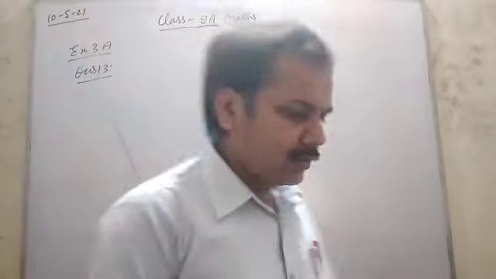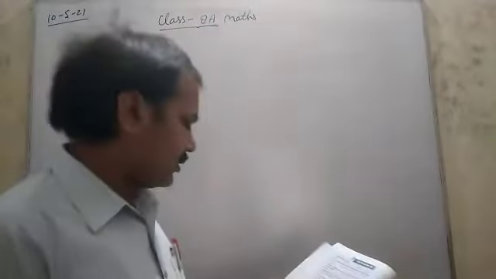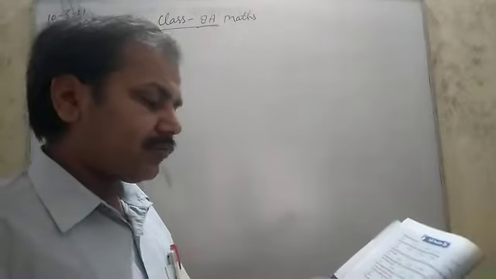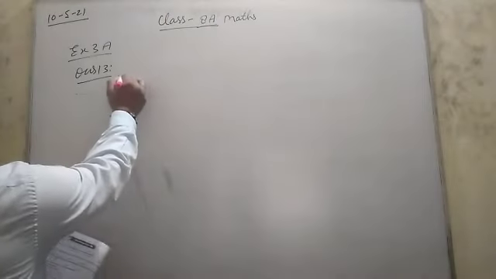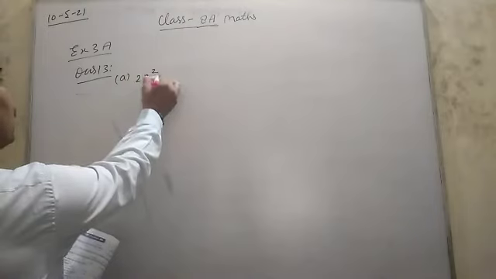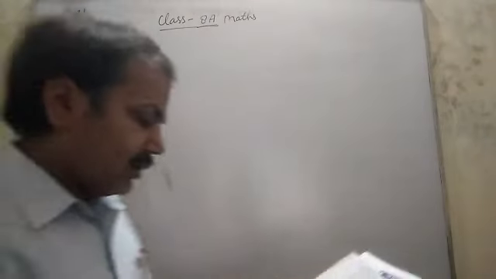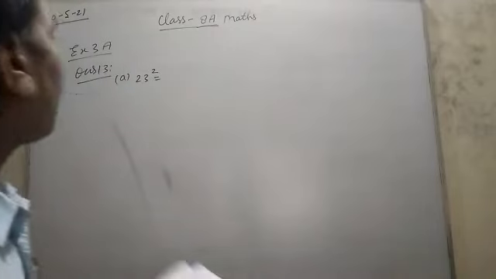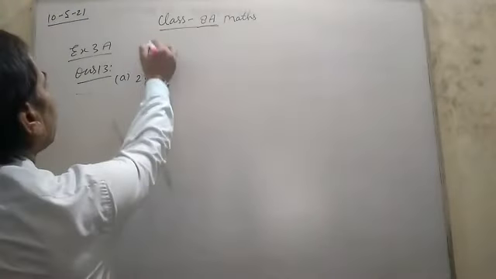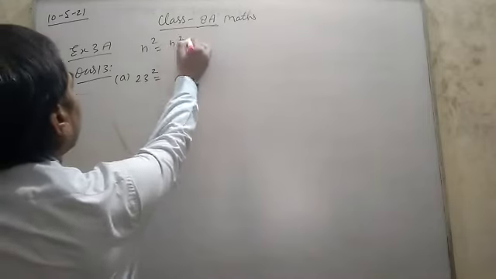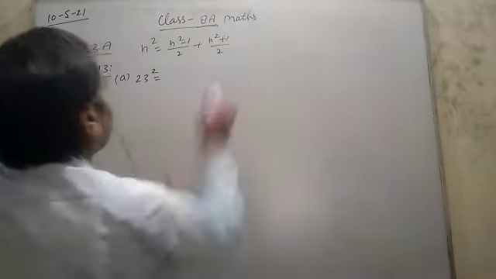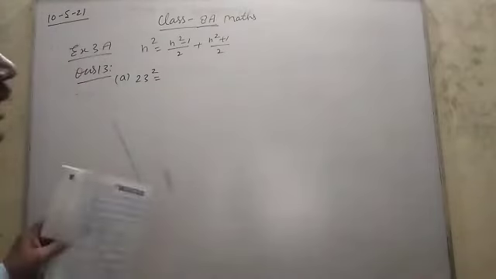Good morning, students. So today we will start exercise 3A, question number 13. Express the following as the sum of two consecutive natural numbers. So 23 square we have to represent as the sum of two consecutive natural numbers. For this also we use a property. What is the property? n square is equal to (n square minus 1) by 2 plus (n square plus 1) by 2, where n is that number.